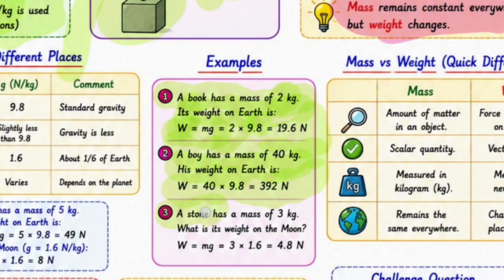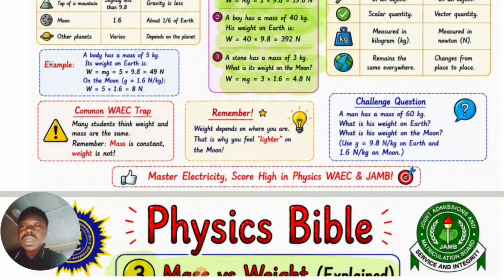Or if it is a stone that is weighing 3 kilograms, the weight on the moon can be W equals mg, which is 3 times 1.6, which will give us 4.8. Yes. Take note of this typical example. For the constant g on the moon, we can say 1.6 Newton per kilogram. If you are given this constant, then you can use it to multiply your formula, and you can solve for what you need to solve, and you get what you need to get.